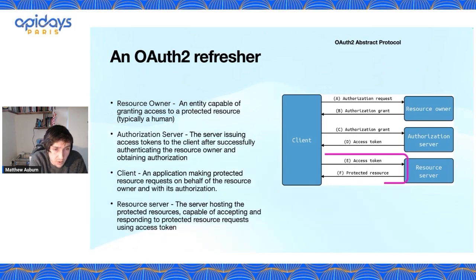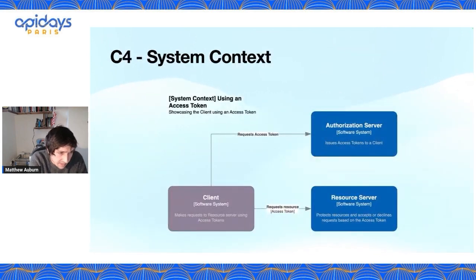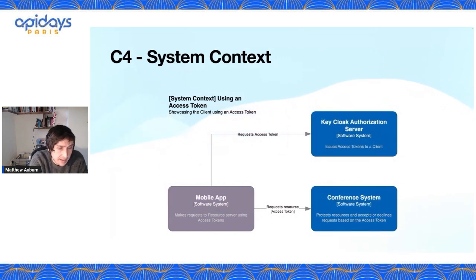Okay, cool. This is the part that we're going to be concentrating on within this talk: the access token being sent to the resource server, and whether the resource server should serve that response based upon the access token. Here is that part exploded into a bit of a C4. We see the authorization server, the resource server, and the client, and at the bottom, the request from the client to the resource server. And this is a more concrete example based on what I was talking about before. We've got Keycloak as the authorization server, and a conference system, which is the resource server.